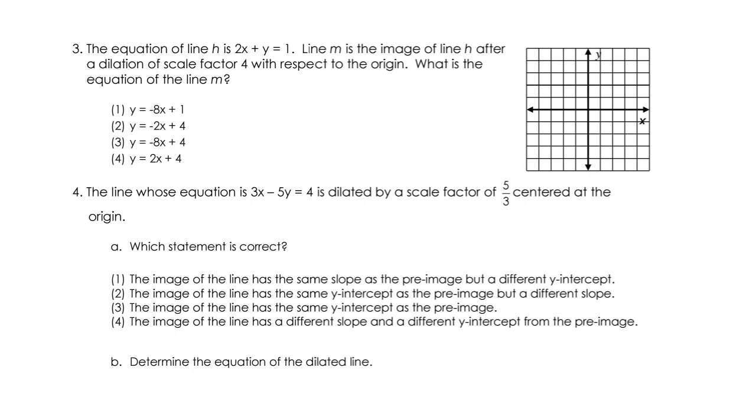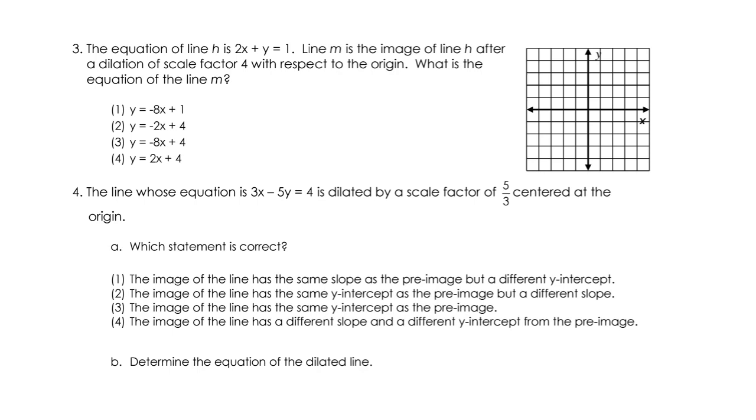All right, guys, number 3 says that we're on the back side of our notes. Number 3 says that the equation of line H is 2x plus y equals 1. And it says that line M is the image of line H after a dilation of scale factor 4 with respect to the origin, meaning that that's our center. They want to know the equation of line M.